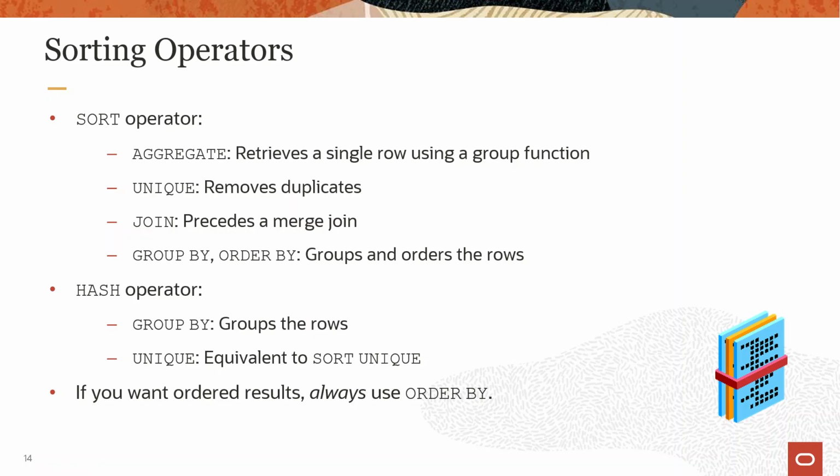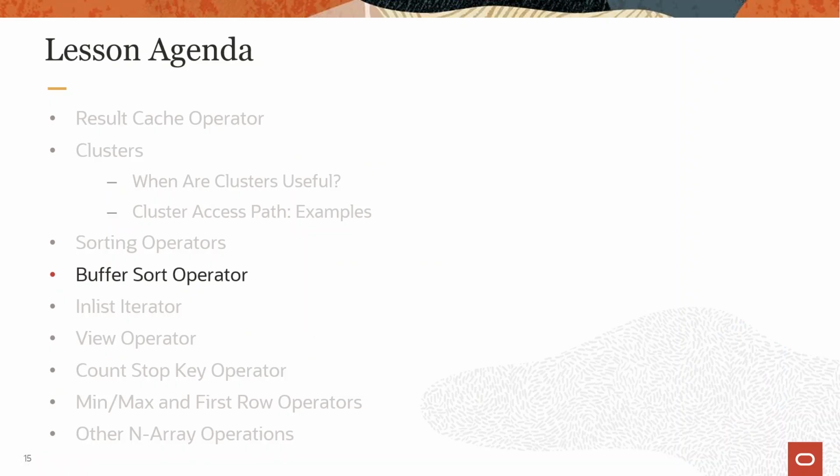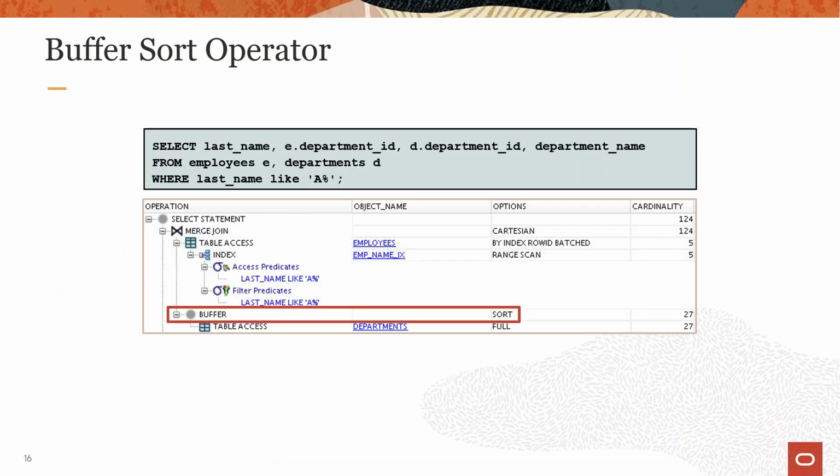Now, if you want the results to always be ordered in a specific way, you always have to explicitly use the order by clause. Then you have the so-called buffer sort operator, in fact. Now, the buffer sort is not a sort operation, in fact. No, the buffer sort operator uses a temporary table or a sort area in memory to store intermediate data. But like I've said, the data is not necessarily being sorted.